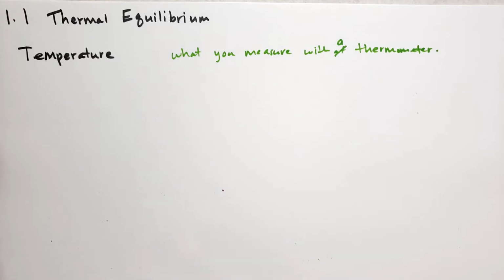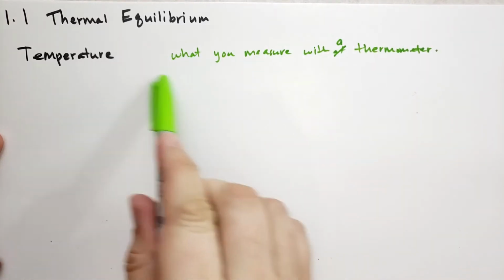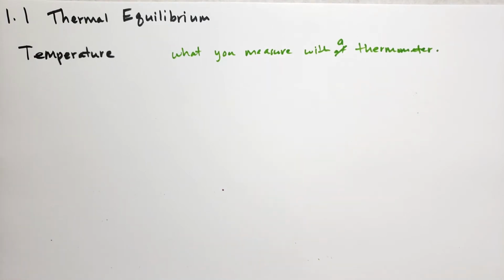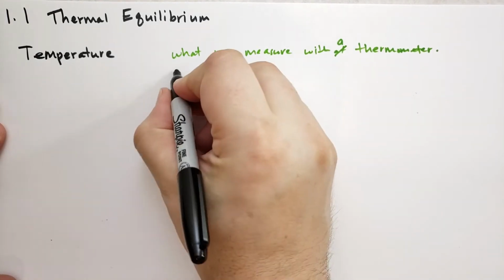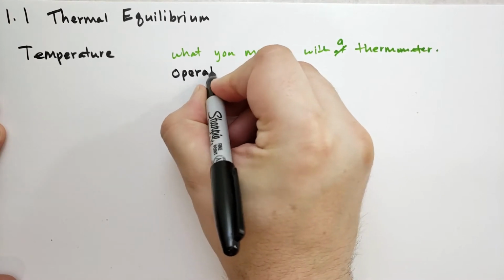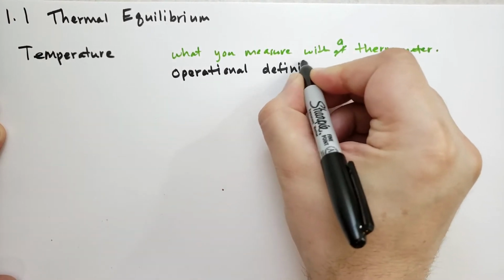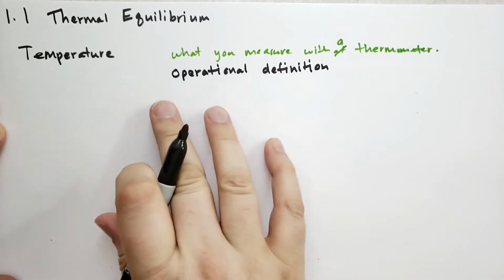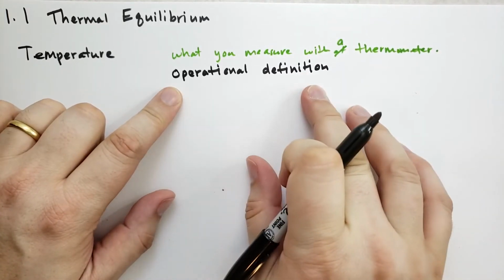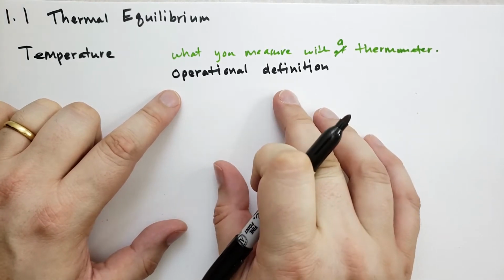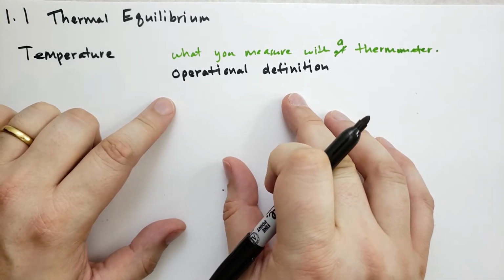And it also doesn't really talk about what temperature actually is. It just says that this is how we get the number. And so we might call this an operational definition. We have lots of operational definitions in physics. Distance is what you measure with a yardstick. An operational definition tells you how we can measure that quantity. It doesn't give us much information about the actual quantity itself.